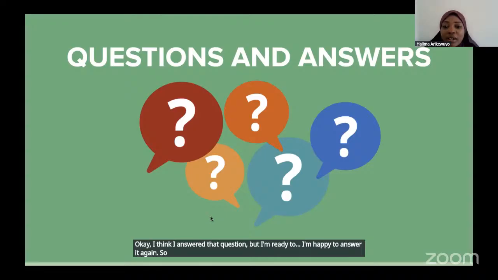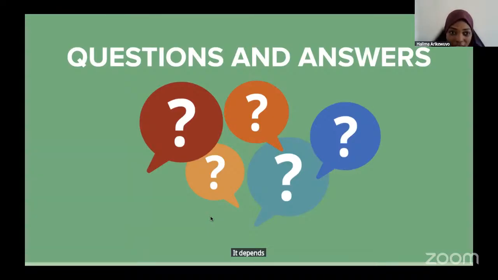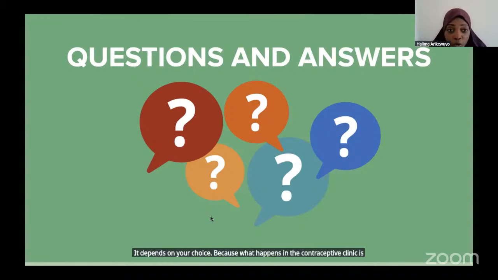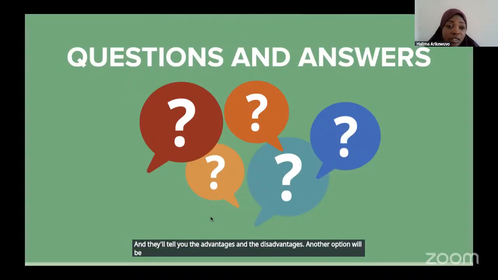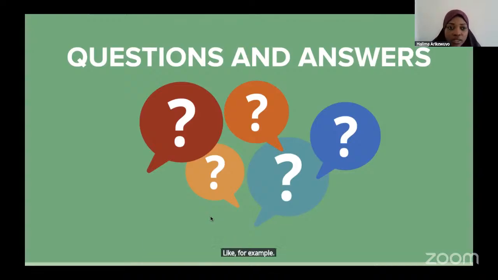So choosing the right contraceptive method for yourself depends on various factors. It depends if you have any medical condition in the past. It depends on your choice, because what happens in the contraceptive clinic is they will give you an option, and they'll tell you the advantages and the disadvantages. Another option will be given, and you'll be informed on the advantages and disadvantages. For example, for the long acting, like the implants, like the copper T, once it's there, it's there.